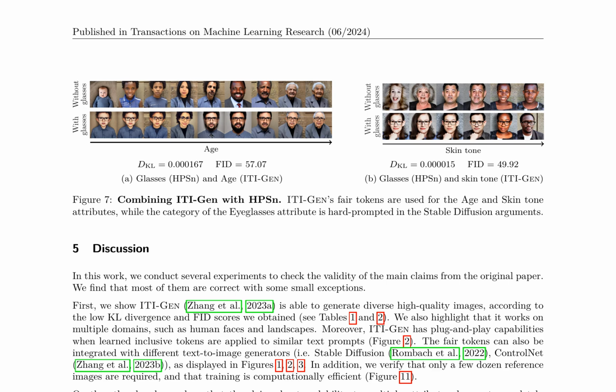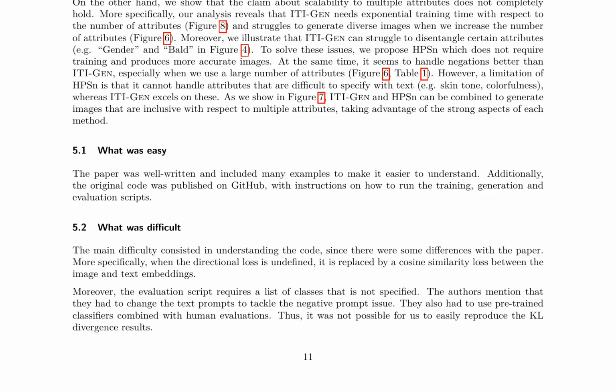It highlights ITI-GEN's ability to generate diverse high-quality images across multiple domains, including human faces and landscapes, with low KL divergence and FID scores. The paper also explores ITI-GEN's plug-and-play capabilities with different text-to-image generators and its efficient training process.